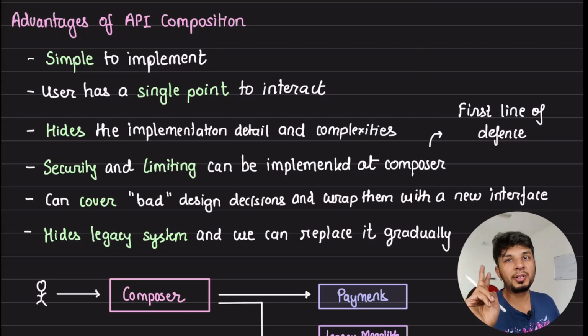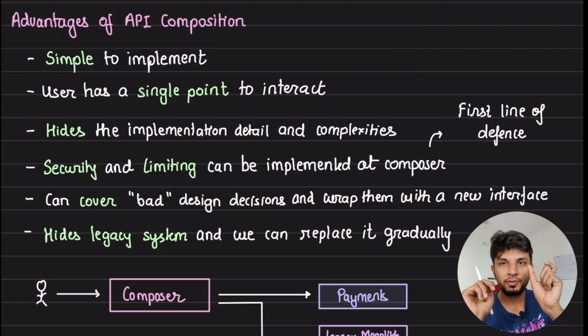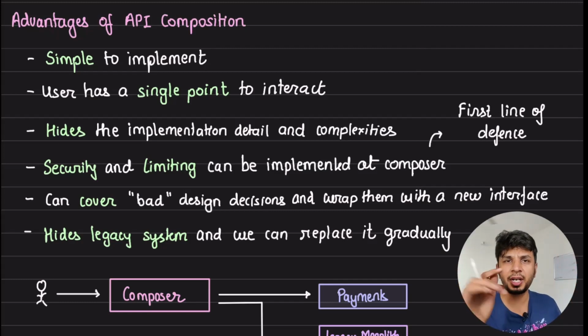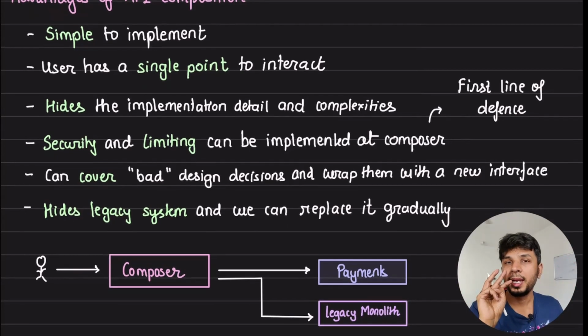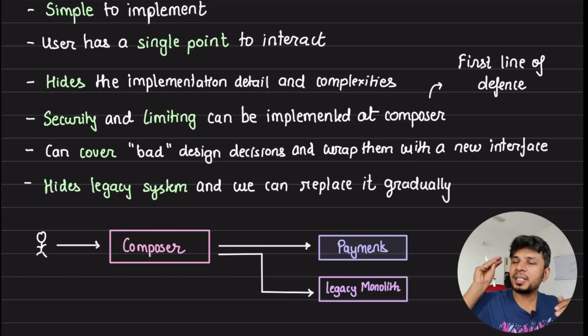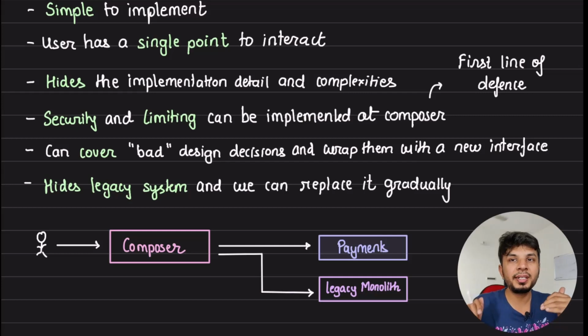Second, the user has a single point to interact. Because this is the first point of entry, the user only has to make one API call. It will internally fan out. So pretty solid, a single point of interaction, and no smartness needed on the client side. Third, it hides the implementation detail and complexity. Your user made a request to your Composer. It does not need to know that internally it is making calls to 5 services, 10 services, 15 services, or 0 services. It does not need to know. It hides and abstracts out the implementation detail.